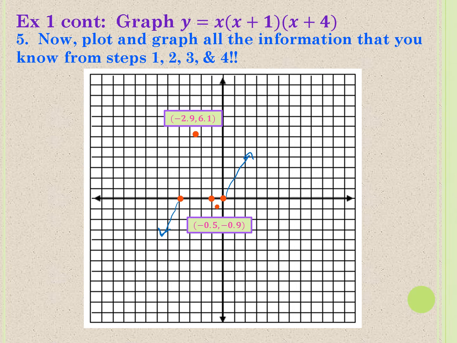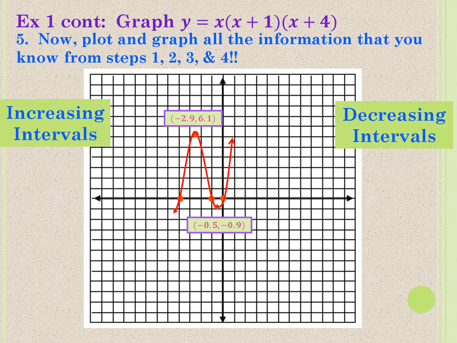Now we connect the dots. There we go. And so that is our function, just a fancy game of connect the dots. Now it's going to ask you for increasing and decreasing intervals. Now, increasing intervals and decreasing intervals are from x to x. Okay, so increasing is where the y's are getting bigger. So from what x to what x are the y's getting bigger. Decreasing is from what x to what x are the y's getting smaller.